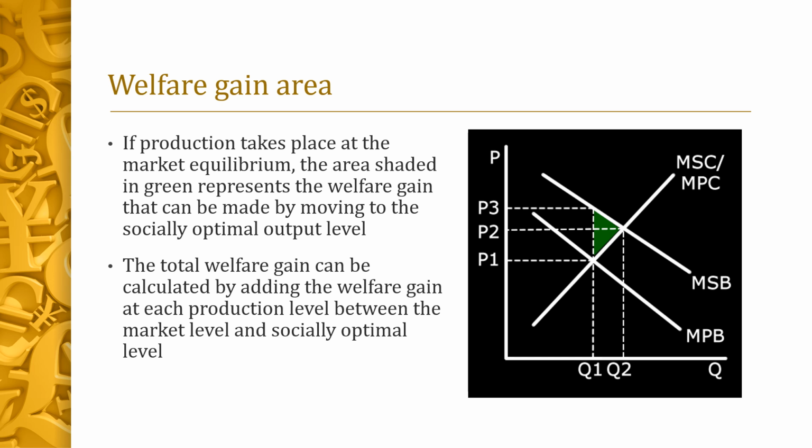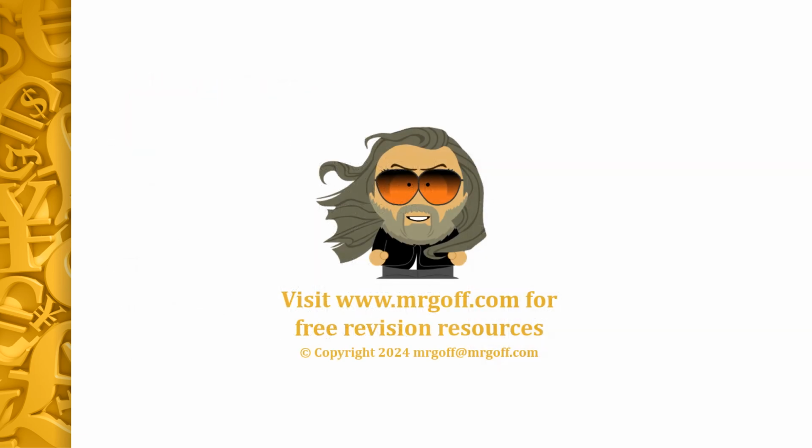If we were looking at a product with negative externalities of consumption, then the marginal social benefit and the marginal private benefit would be reversed, and we would be looking at a situation of oversupply. That brings us to the end of this video on how externalities can cause market failure.